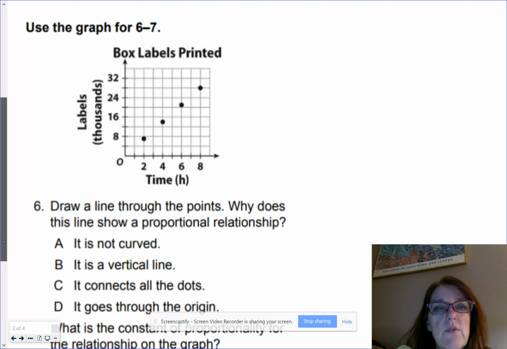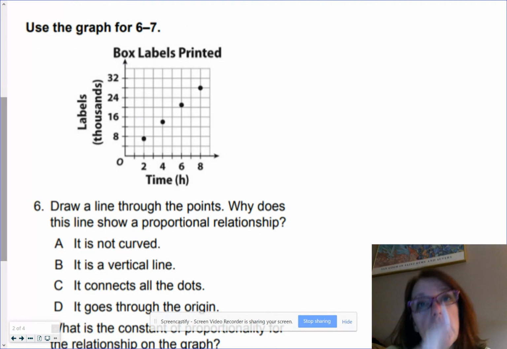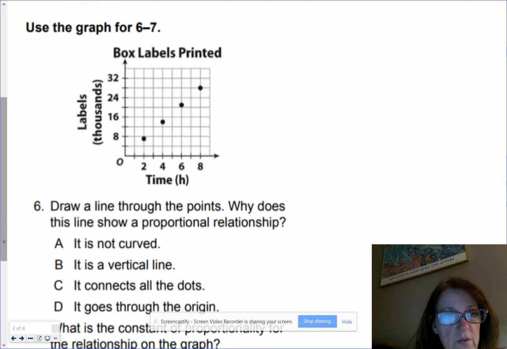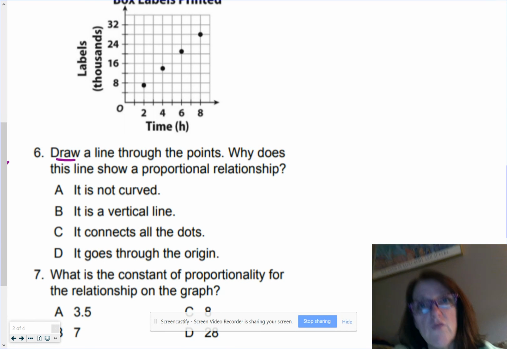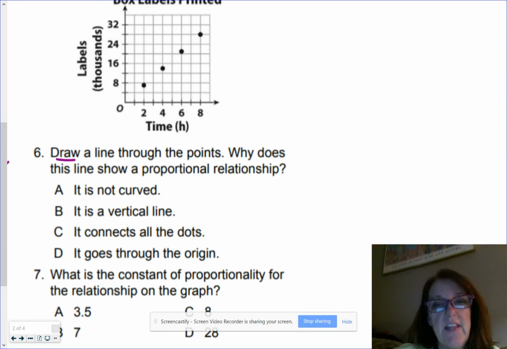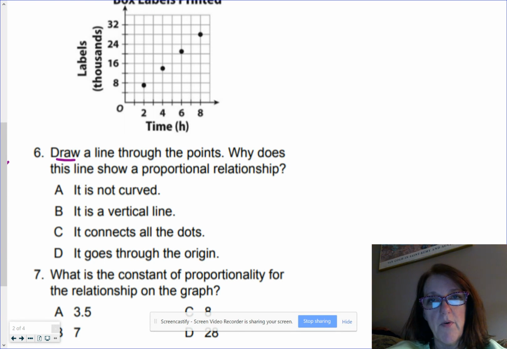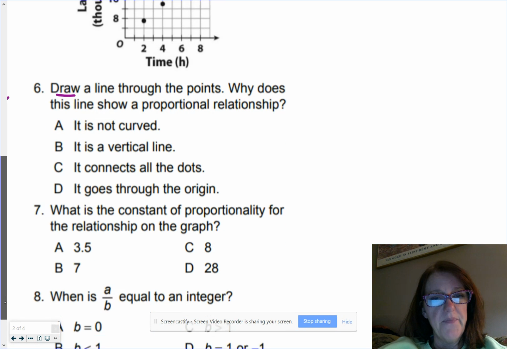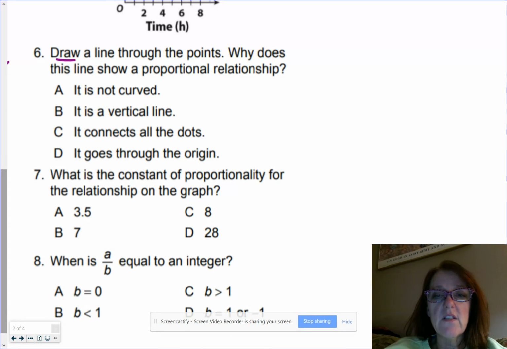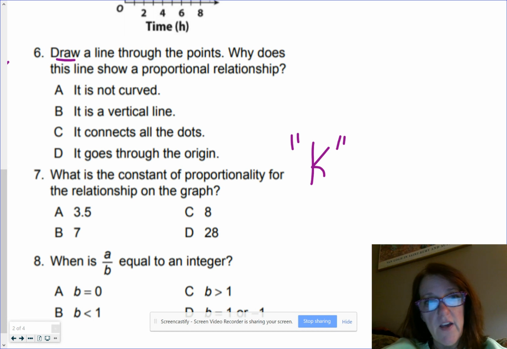For 6 and 7, use the same graph. Make sure you read the entire question, would you? So for number 6, it says draw a line through the points. So do it. Draw the line through the points. Then it says, why does this line show a proportional relationship? We've talked a lot about this. What makes it proportional? Answer and choose the best one for this situation. For number 7, it says, what is the constant of proportionality? That's that K value again.